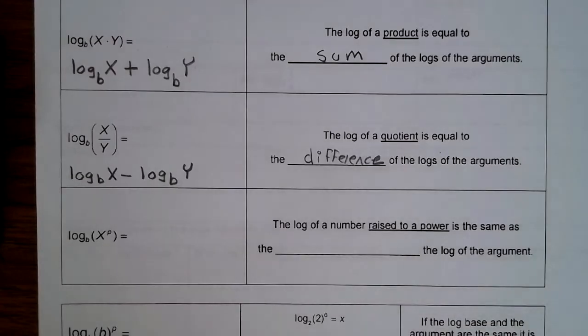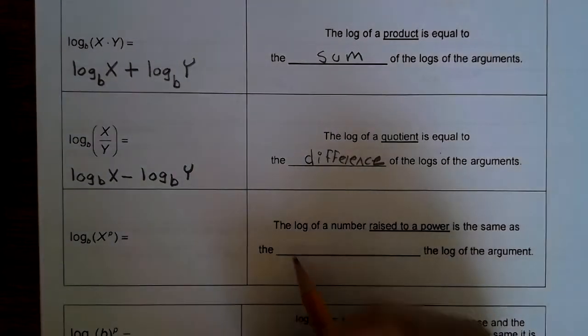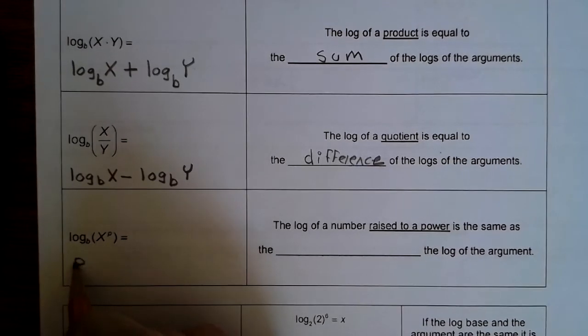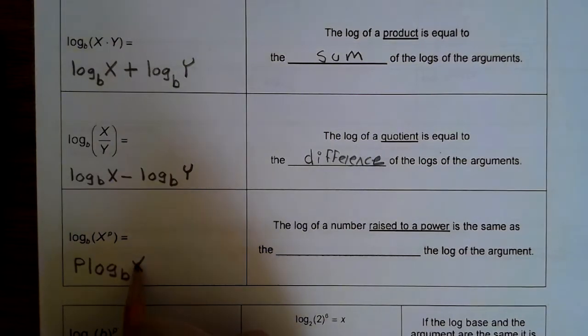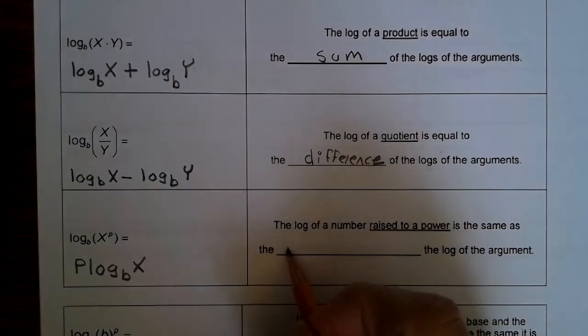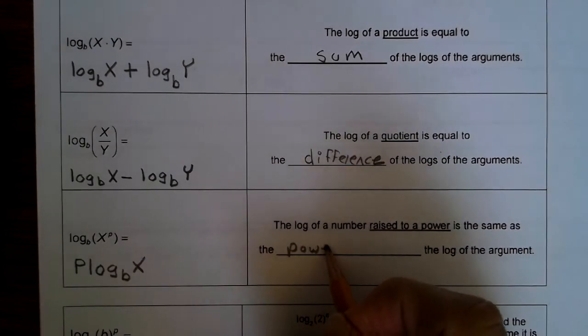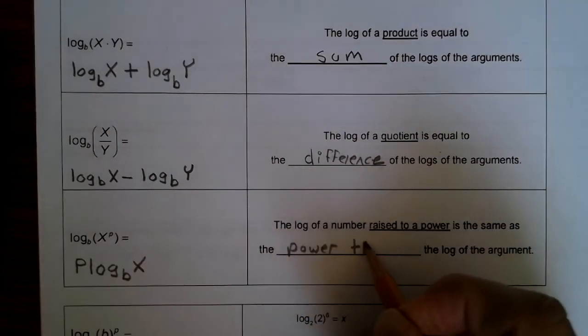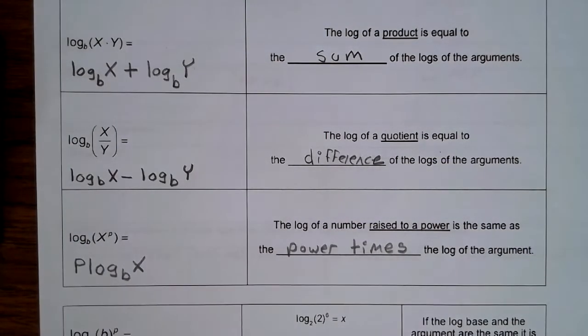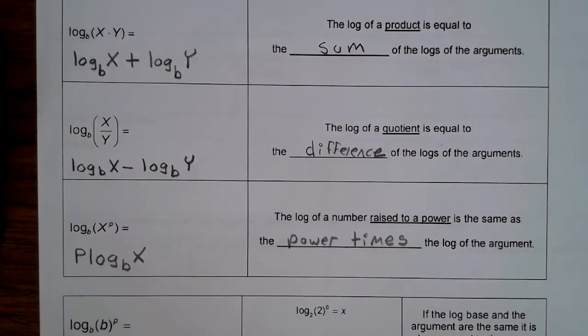Okay, the log of a number raised to a power is the same as the, and actually let me take it back and let me write this first. P times log base b of x, okay, is the same as the power times the log of the argument. Okay, go ahead and finish those up.